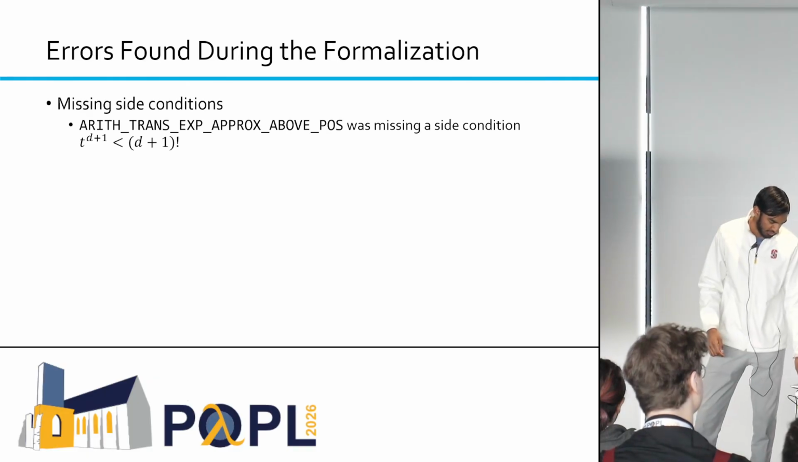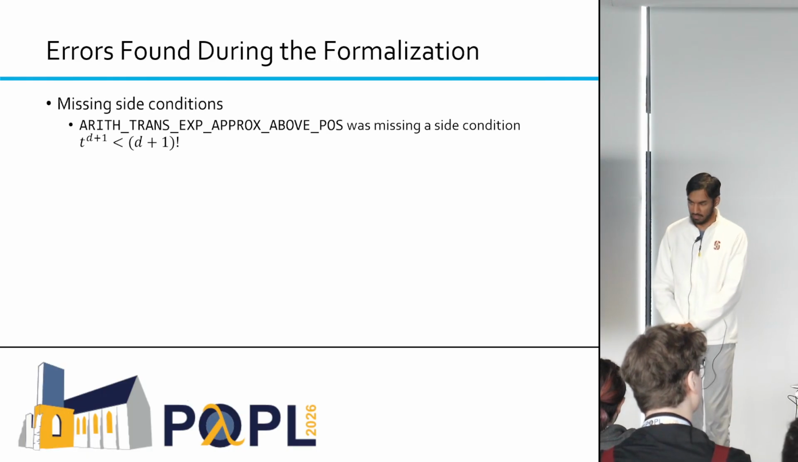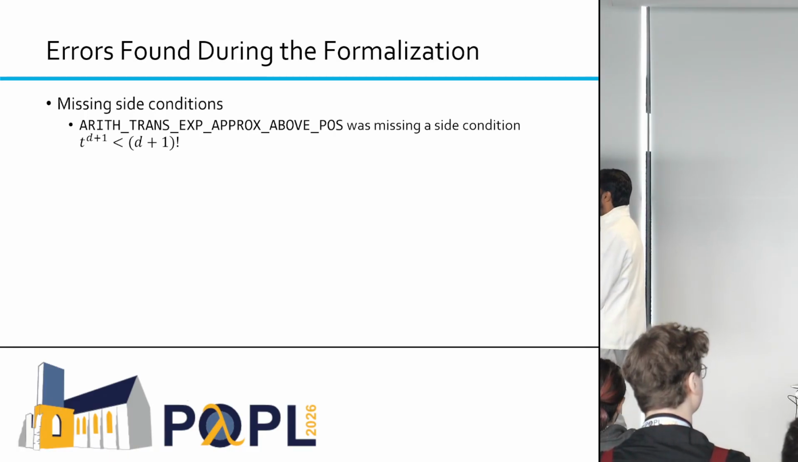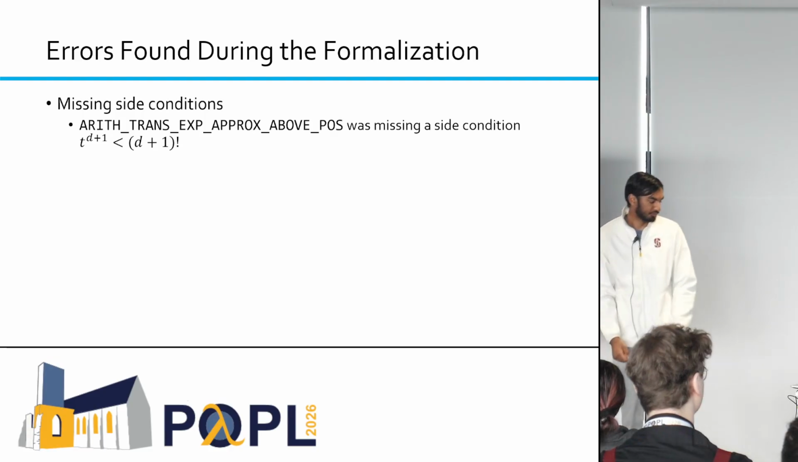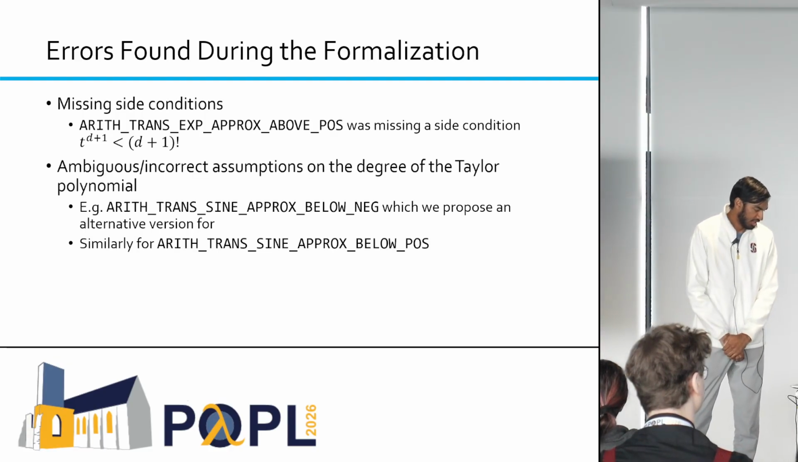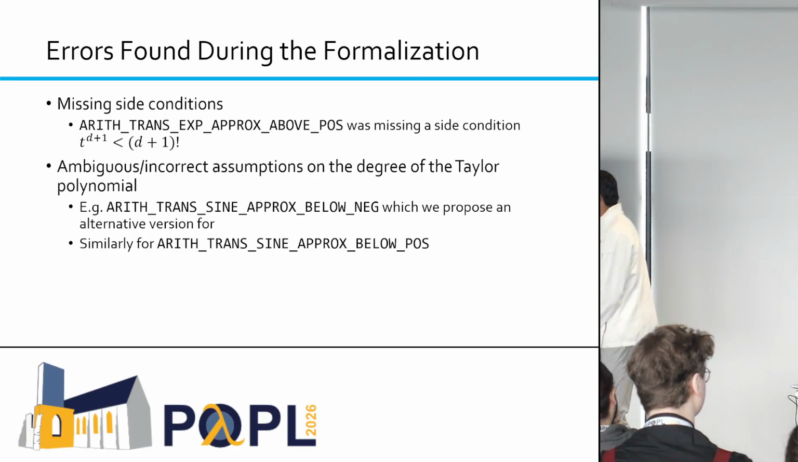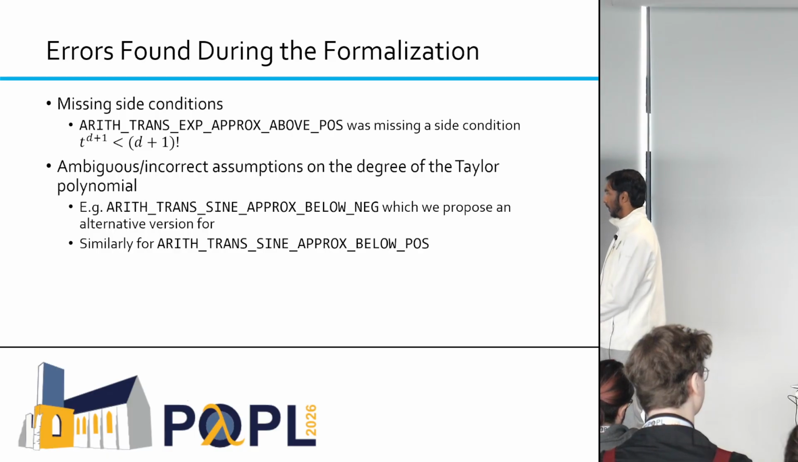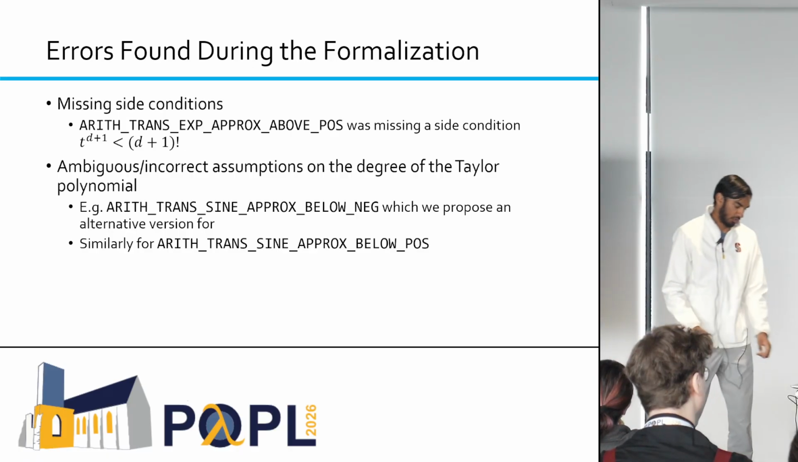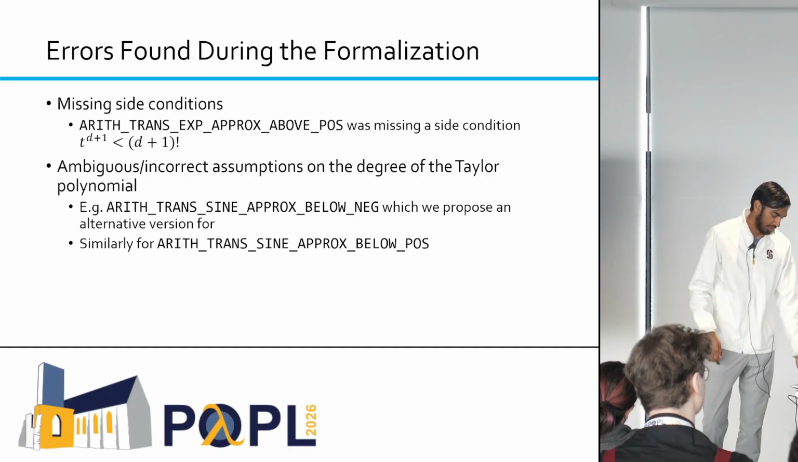So in the process of formalizing 21 rules, we found some errors and missing hypotheses. The first example is that there were some missing side conditions. For example, one of the rules had a missing condition that T is bounded above. And then some rules just had incorrect or ambiguous assumptions on the degree, which we had to correct. For example, the one I showed on the previous slide, and a similar rule for approximating below on positive numbers.